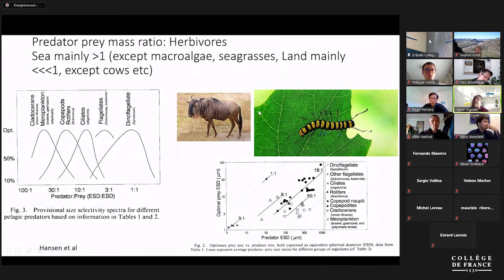Well, this is the same figure. Whereas in the terrestrial ecosystems, you have a lot of difference. You have things that are much smaller than their prey. So you have insects eating plants that are thousands or millions of times larger than themselves. And then you have all the contrary with very large herbivores that are eating grass that is much smaller than them. So you have a much more contrasting situation.